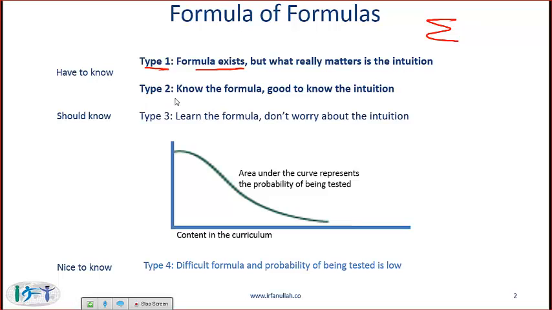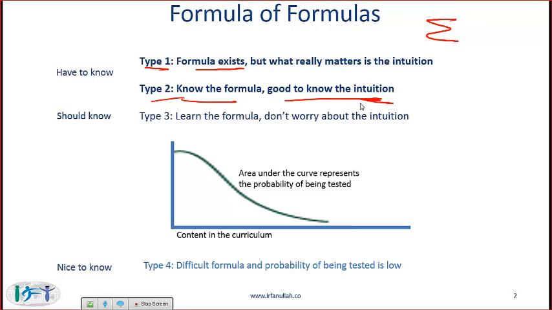Then there is this other category where the formula exists. It's a simple formula. You know the formula. Ideally, you should also know the intuition. So wherever the intuition is straightforward, you should also know the intuition. But if you do not know the intuition, that doesn't mean that you cannot pass. I feel that if you don't have the intuition for IRR and NPV and things like that, then it's very hard to pass.